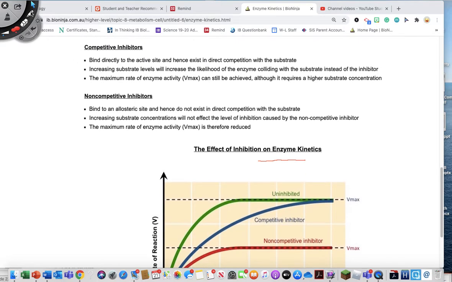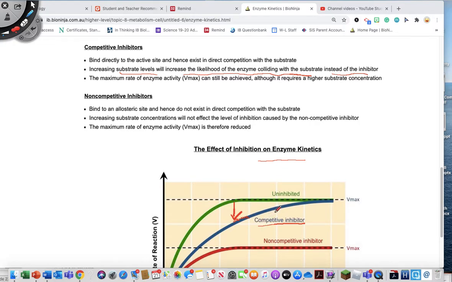The reason why it will eventually reach Vmax is because if you increase the substrate level, that's going to increase the likelihood of the enzyme colliding with the substrate instead of an inhibitor. So here you see you added an inhibitor. The inhibitor is attaching to the enzyme, right? Because it's attaching to the enzyme's active site, it is going to slow down the rate of the reaction here. Here it's happening at a much slower rate.